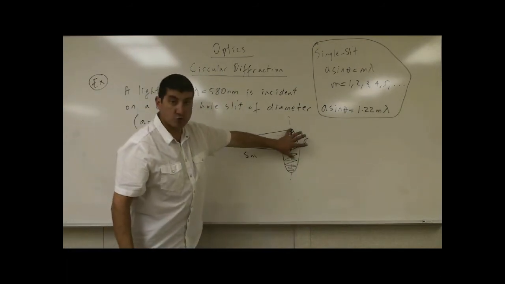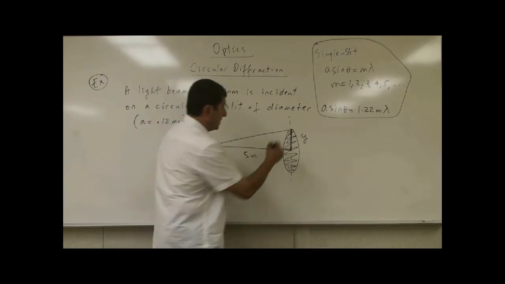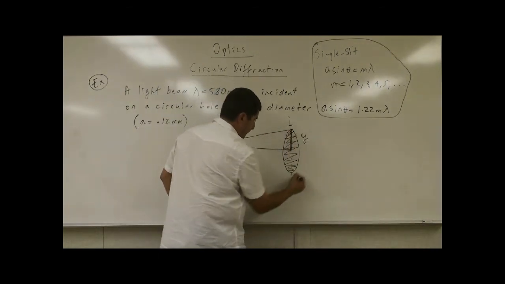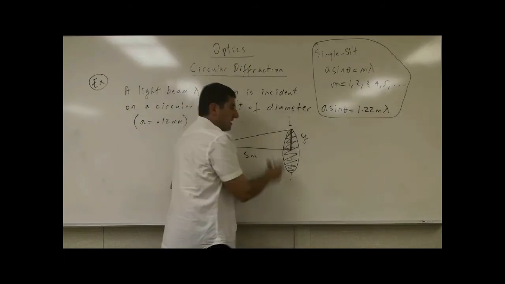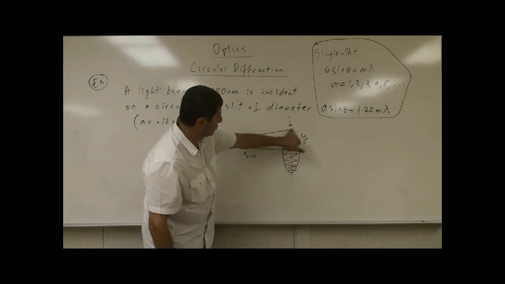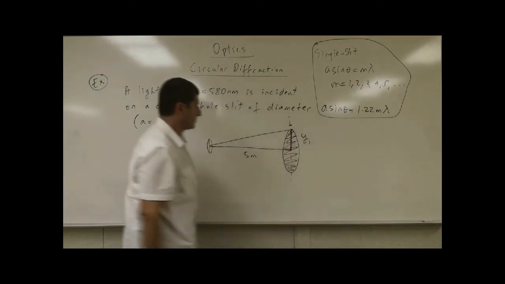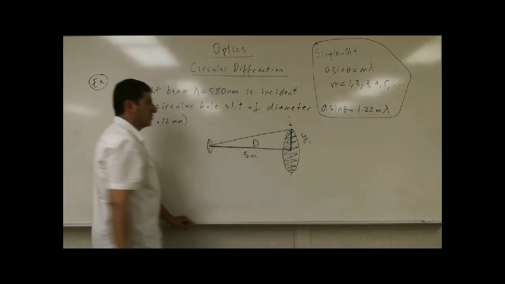We can call that the radius from the center to the first minimum. And here we have the first minimum, it's dark. And then after that, the second fringe begins. It looks like a ring, right? So we just want to know the distance from here to here, y sub 1, okay? This distance is the distance to the screen, D.